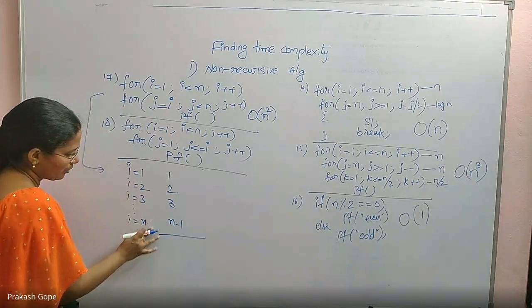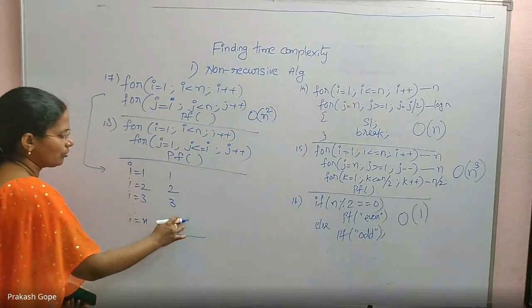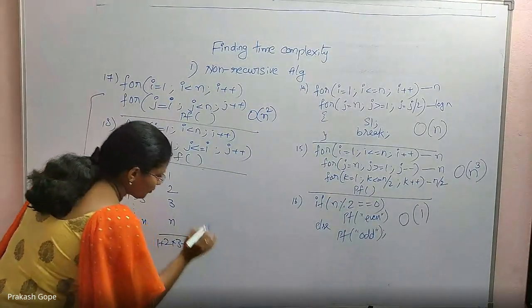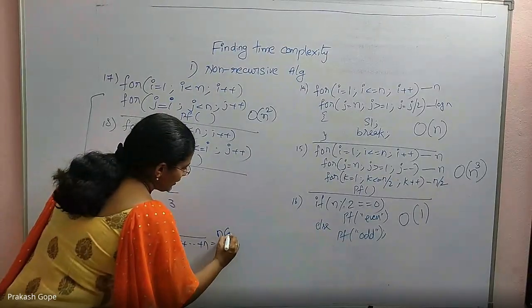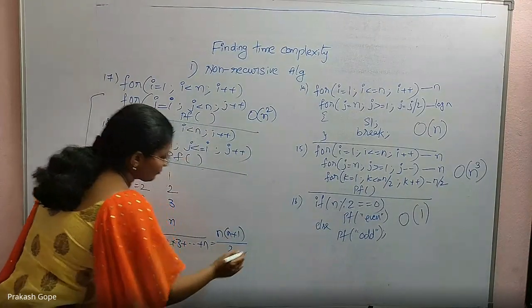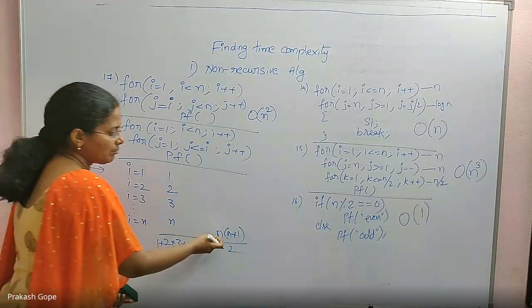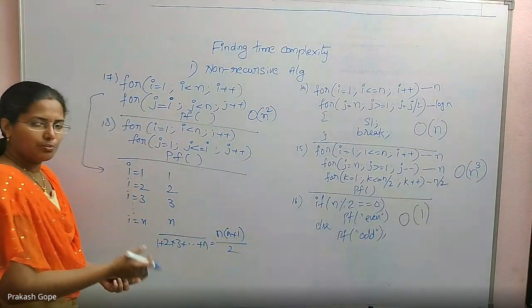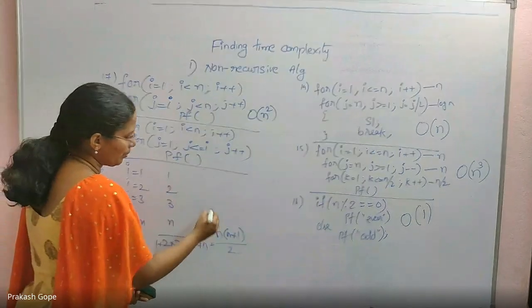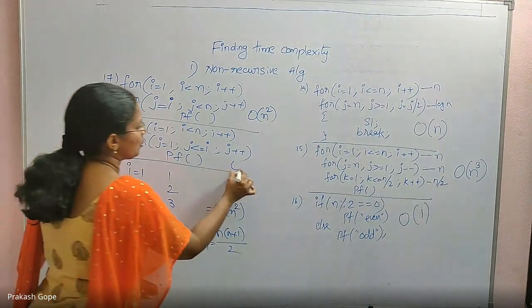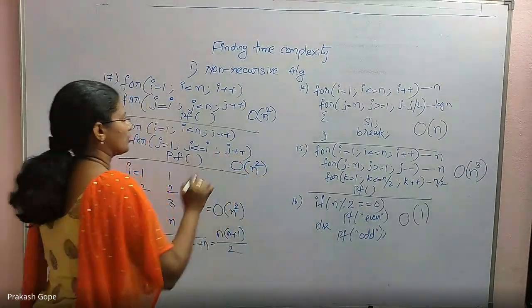So if you want me to write, I'll write n because you know the formula for the first n natural numbers: 1 plus 2 plus 3 plus and so on up to n, which means again n into n plus 1 by 2. If you take n minus 1 only, it is n minus 1 into n by 2. Again, it's a polynomial of degree 2, so it is big O of n square. The time complexity here is also big O of n square.